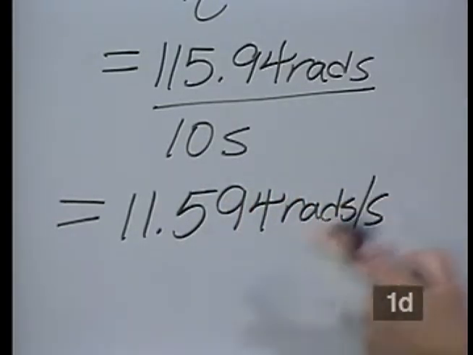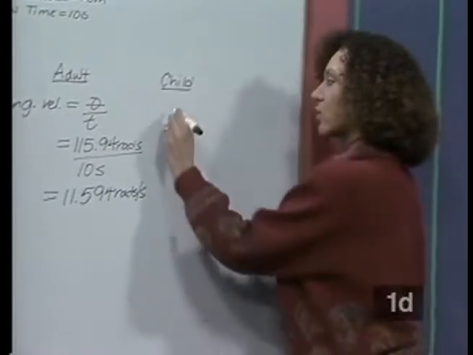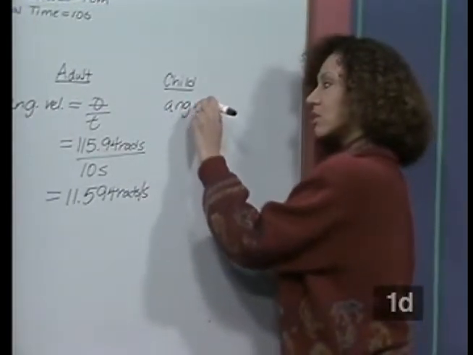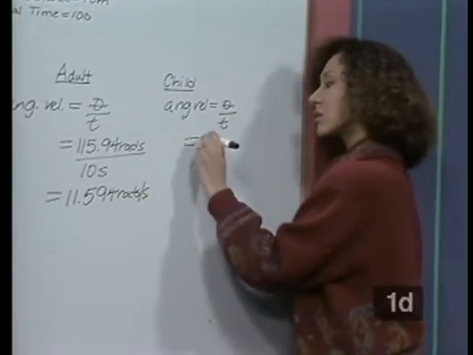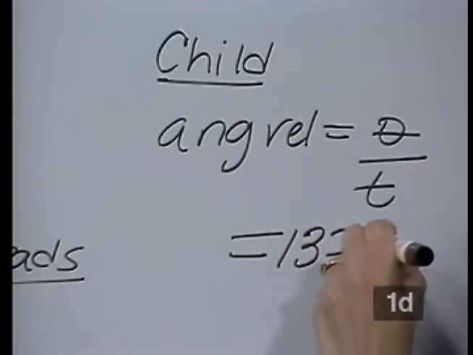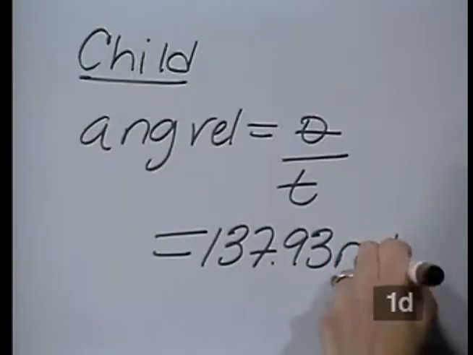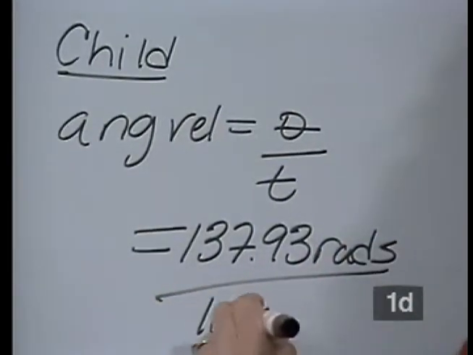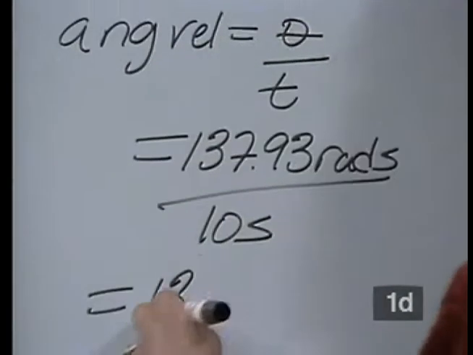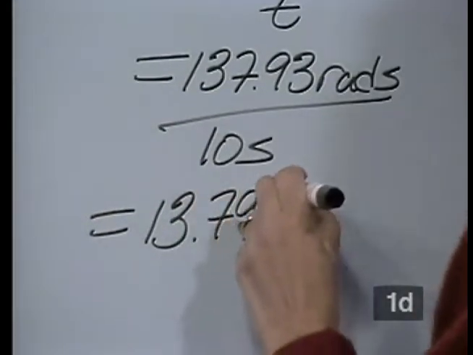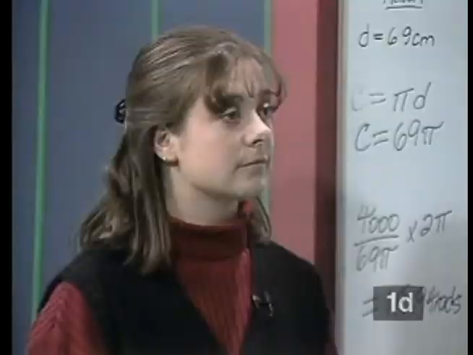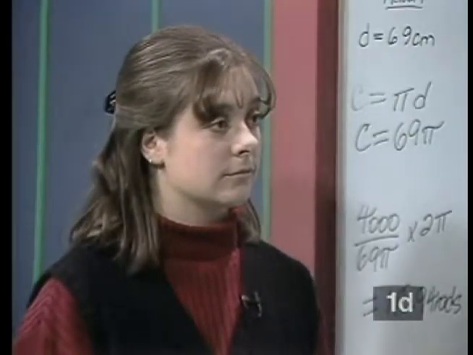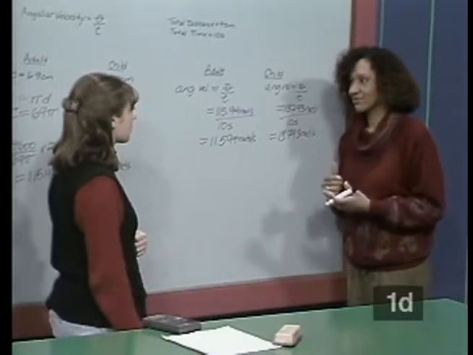Per second. And similarly, the angular velocity of the child would be 137.93 radians divided by, again, 10 seconds. The time, 10 seconds. And we get 13.793 radians per second. Right. And so we can see that the child has a greater angular velocity. That's why her little legs are pumping faster.